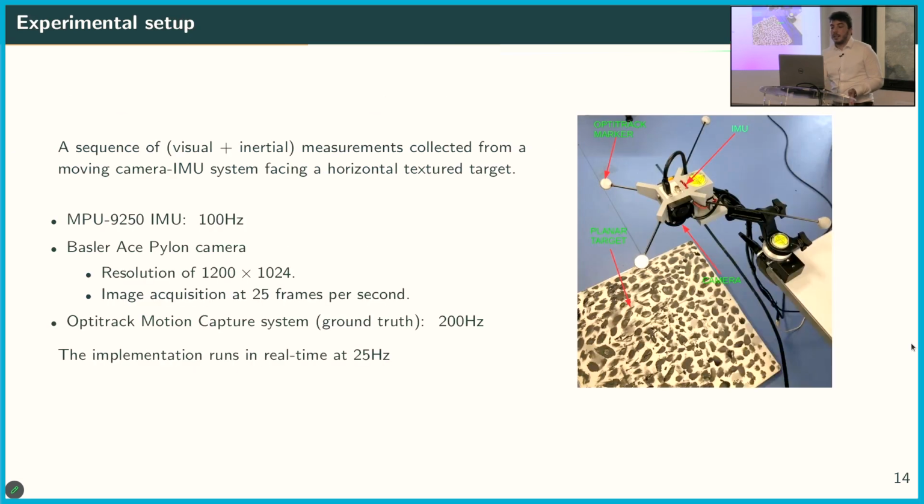So then we decided to perform experiments, and in order to do that, we have a setup here in the lab. We have a visual-inertial sensor over here, which is a camera and an IMU, and it's viewing this target, and we move it, and we record the motion using a motion capture system. So now we can compare to a ground truth that we have.